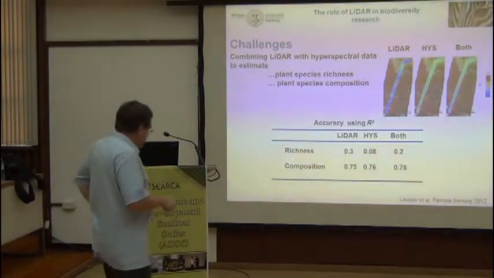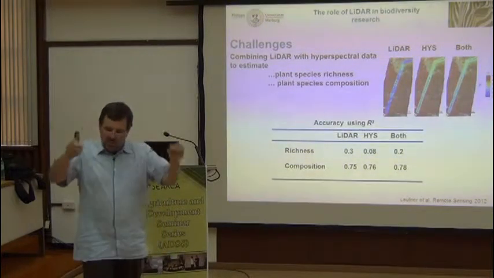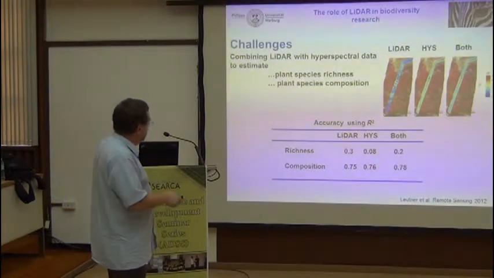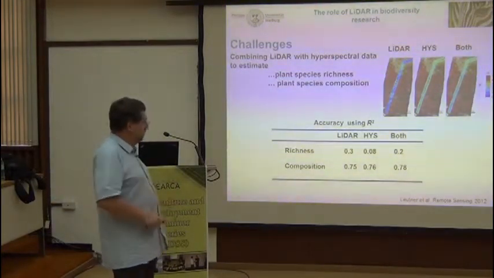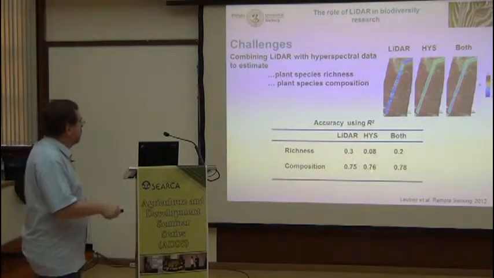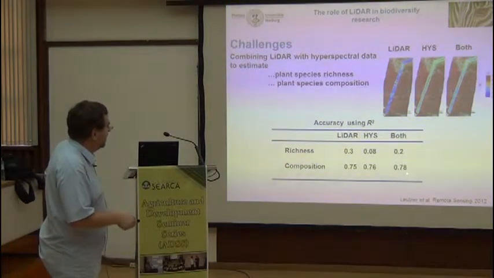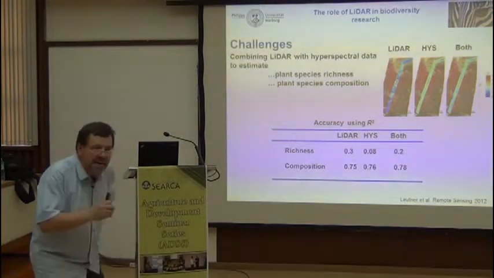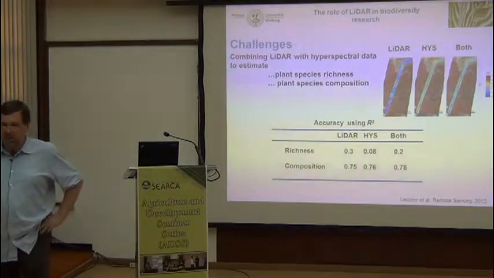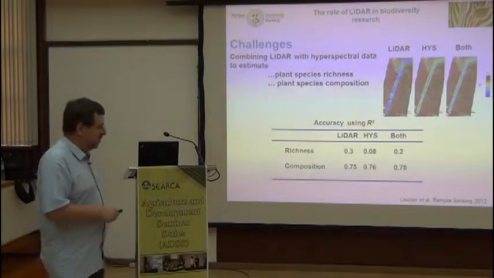And the same is here. Then you look not only at the richness, you look at the composition, so you want to model the whole community matrix. LiDAR gives you an accuracy for plants of 75%, and it's almost the same as hyperspectral data, which are much more expensive. Combining them gives you a little bit more information, but you have to think about whether it's worthwhile to invest this money to combine the two methods.